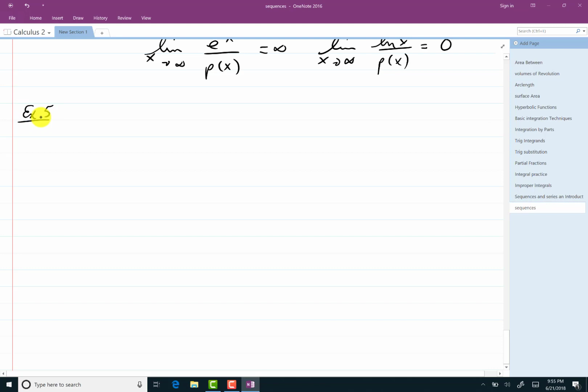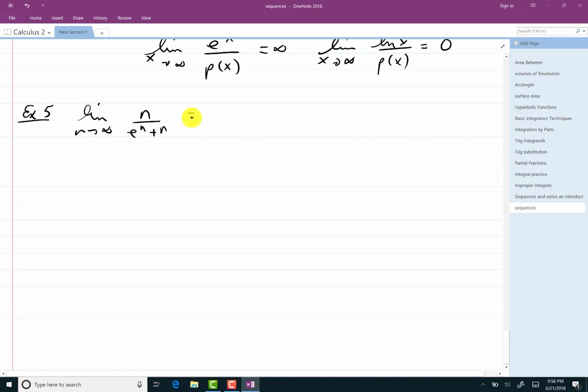This works for n also. If it works for x, if it works for a continuous variable, that forces it to work for n, which is called a discrete variable. So now let's do the limit as n goes to infinity of n over e to the n plus n.